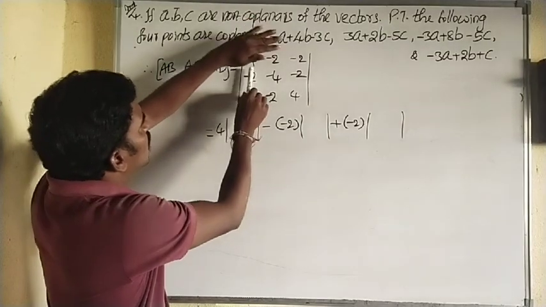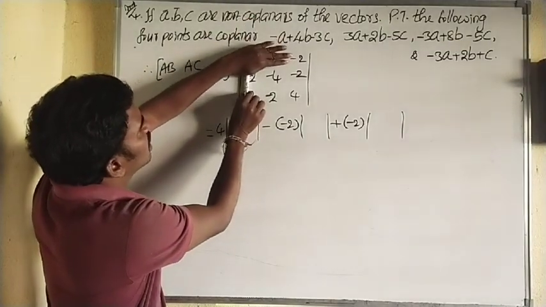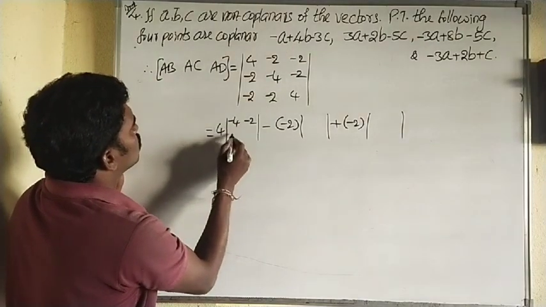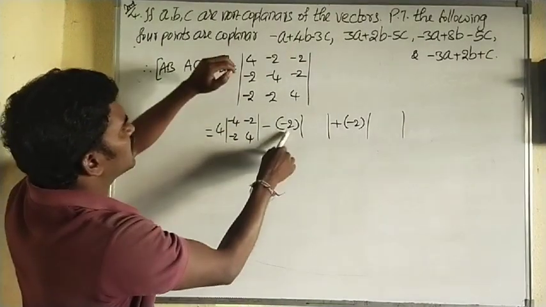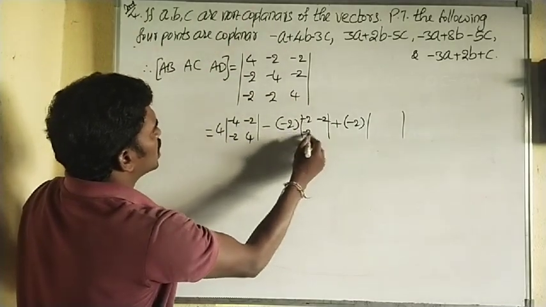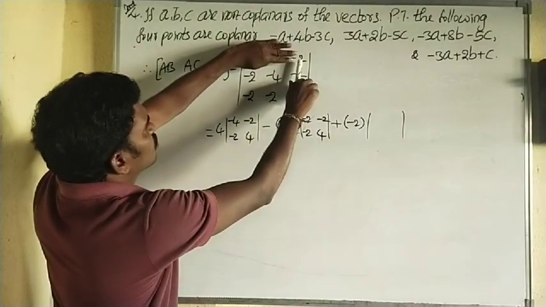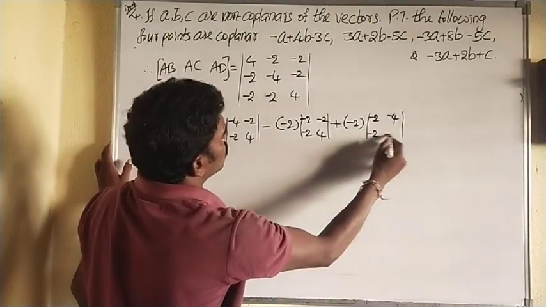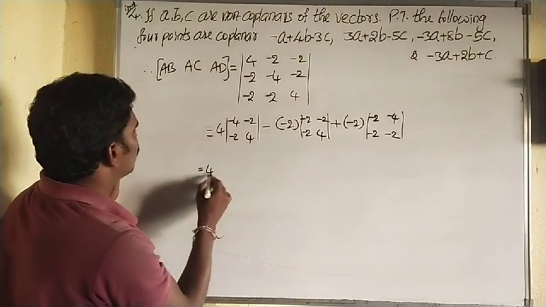So 4th column, 4th row, close it. Then what are the remaining elements? -4 -2 -2 4. So write down -4 -2 -2 4. Next for -2. What are the -2 -2 -2 4? -2 -2 -2 4. Next for -2: -2 -4, -2 -4 -2 -2. So which is called 4 into.